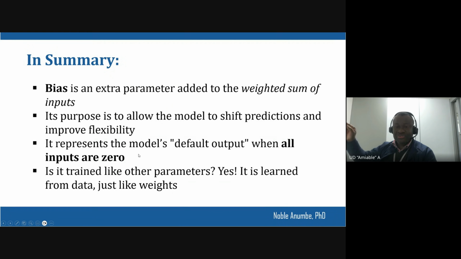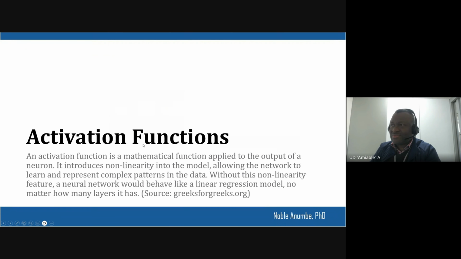So I mentioned to you, remember the weights, we don't have the weights. We just give anything to the weights and figure it out later. That's the same thing your bias is too.